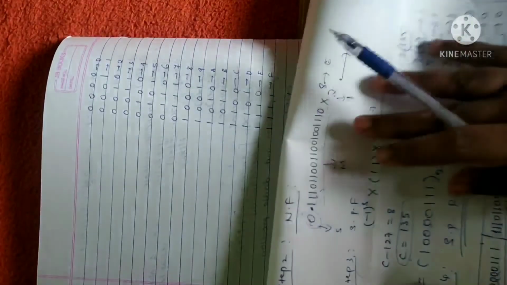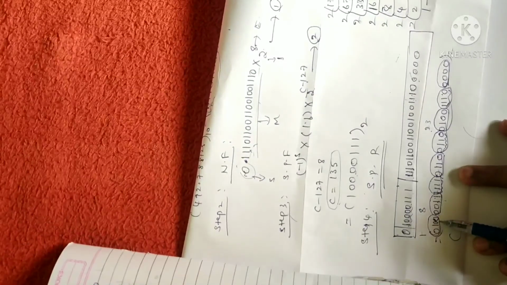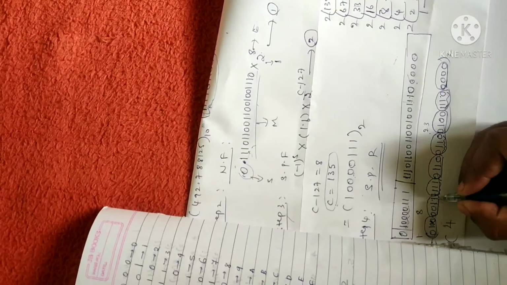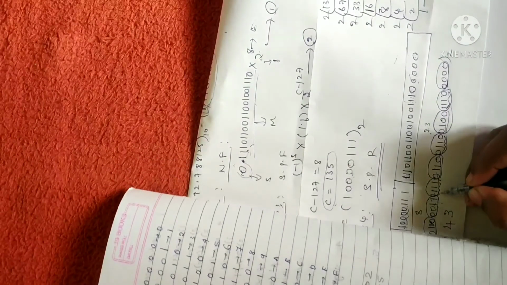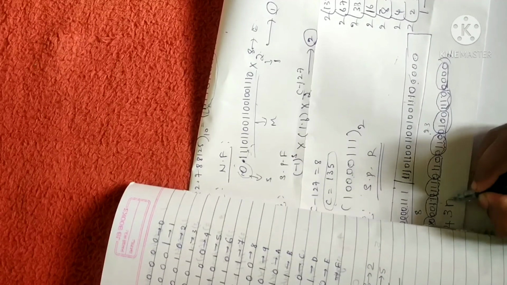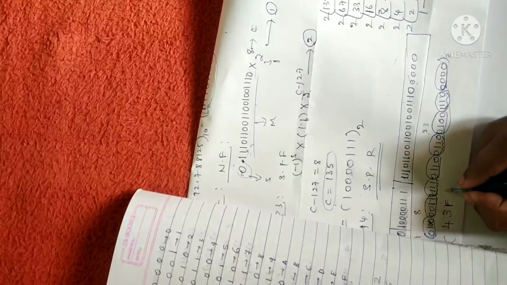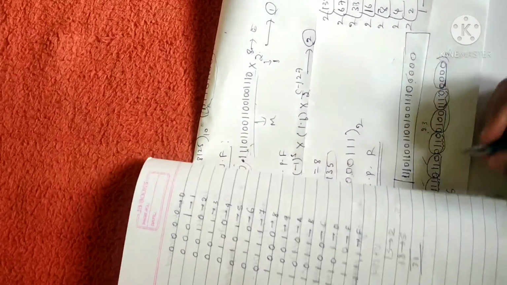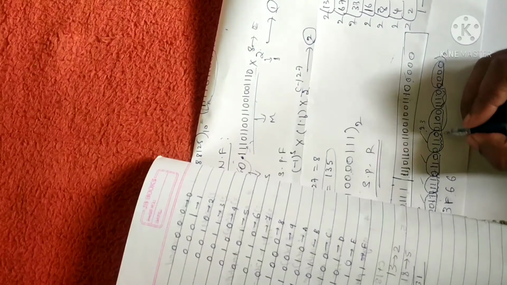See here, the first number is 0 1 0 0. 0 1 0 0 is for 4, so let me write it as 4. Next 0 0 1 1, which is for 3. Let me write 3. Next 4 ones, which is for F. Next 0 1 1 0, which is for 6. So 4 digits are completed. Next 0 1 1 0, again 6. Next 0 1 0 0, which is for 4.